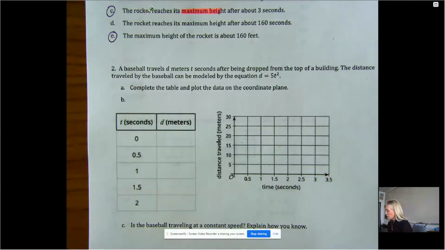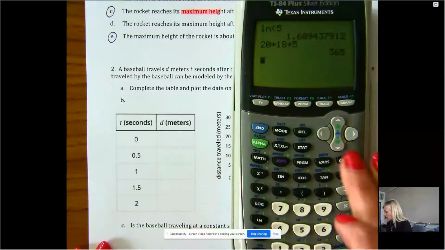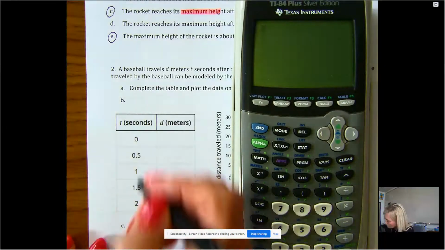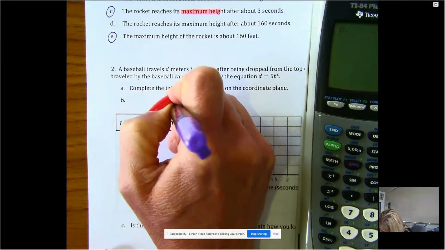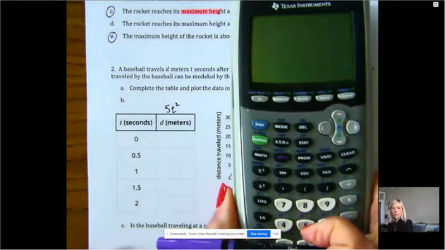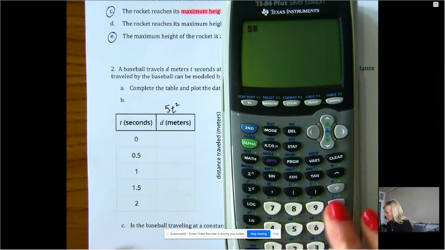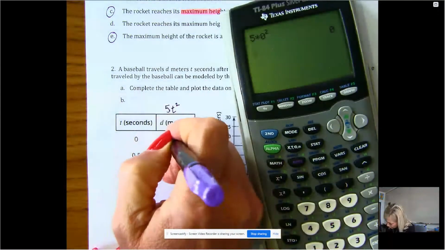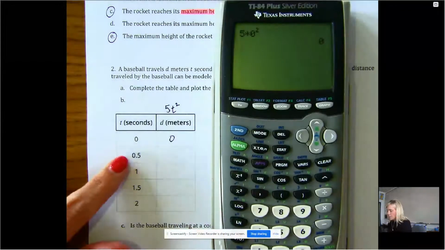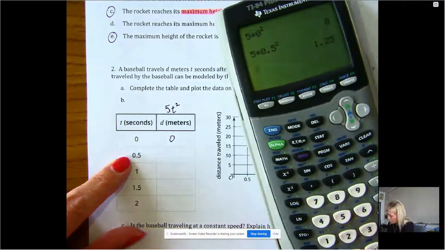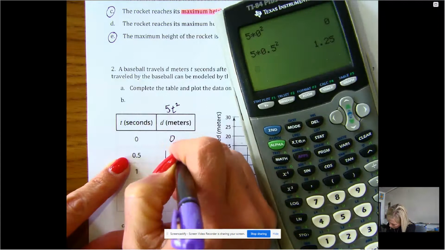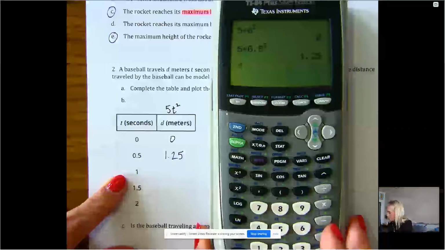So if the time is 0, I'll just put my calculator here. I'm going to use the equation to figure out the distance, it's 5 times t squared. Okay, so if t is 0, 5 times 0 squared is just 0. It hasn't dropped yet. Okay, and then at 0.5, so 5 times 0.5 squared is 1.25. So after half a second, it's dropped 1.25 meters.